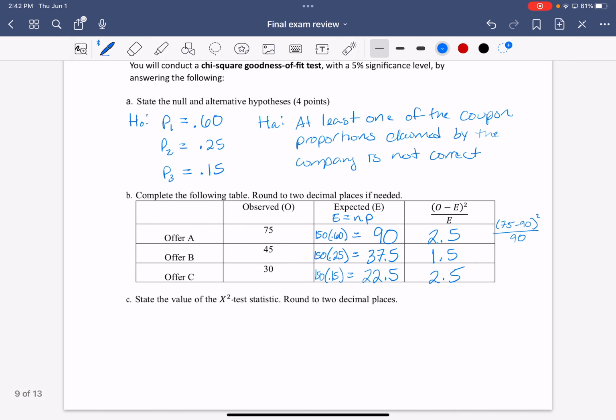Okay. Part C, state the value of the chi-squared test statistic. So how do we calculate the test statistic? Anyone recall? Not the p-value. We're not doing that just yet. Isn't it the total of the last column? Yes, you have to add this up together. To get the test statistic, you take your contributions and add them together. So 2.5 plus 1.5 plus 2.5, and that's 6.5.